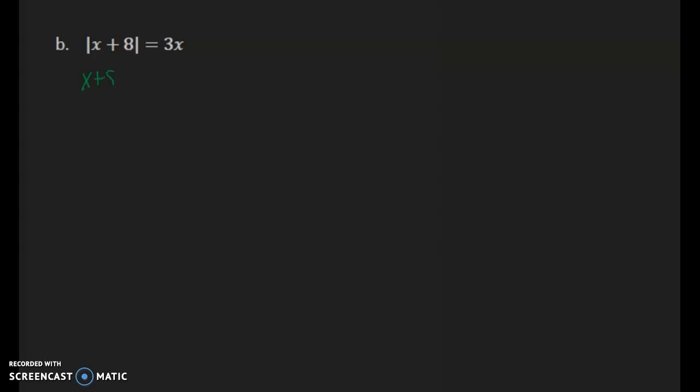All right, I set it up. X plus 8 equals 3x, and x plus 8 equals negative 3x. Then when solving, I'm going to subtract the x from both sides. 3x minus x is 2x. I'll divide by 2 on both sides, and one of my answers is 4. On this side, I will subtract the x, so I have the 8 remaining. Negative 3x minus x is negative 4x. Divide by negative 4, and I get x equals negative 2.